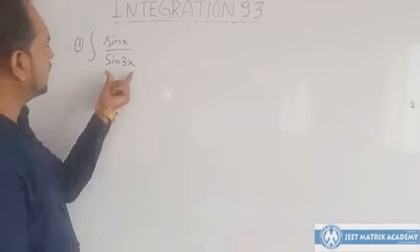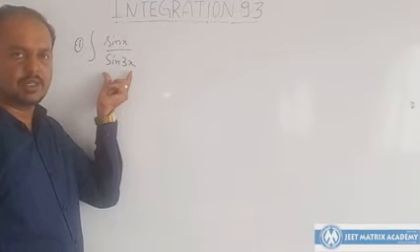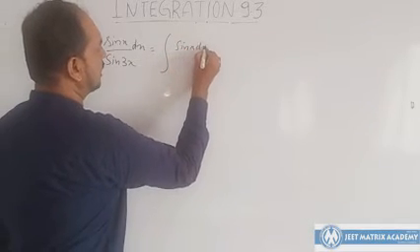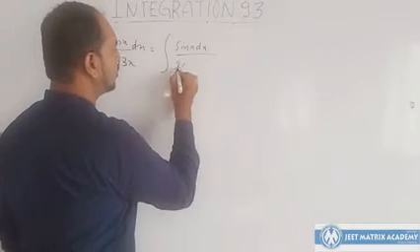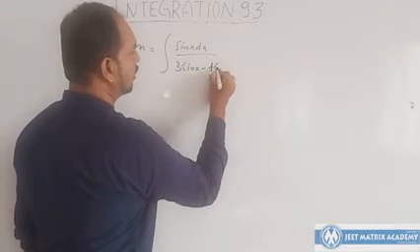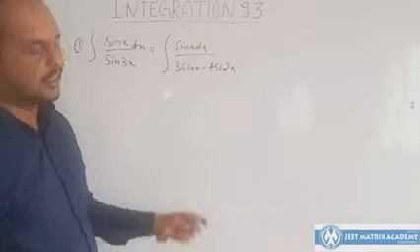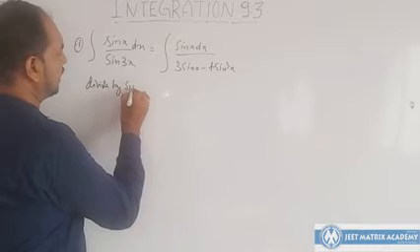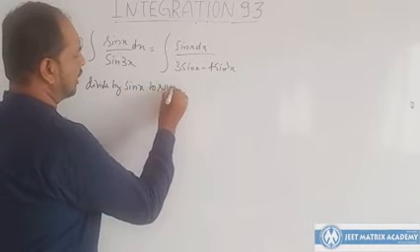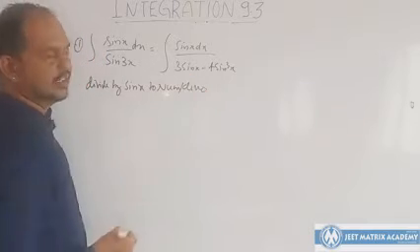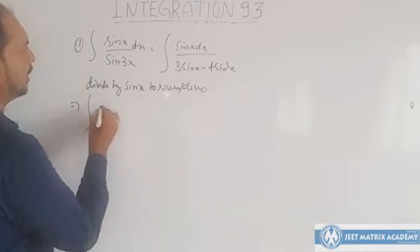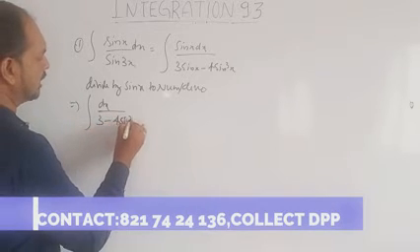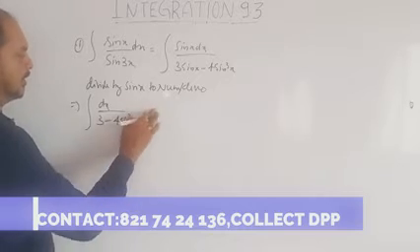Okay. So replace with the sin 3x formula. What happens? The integration of sin x dx divided by 3 sin x minus 4 sin cube x. First divide by sin x in the numerator and denominator. So my equation becomes integration of dx divided by 3 minus 4 sin square x.